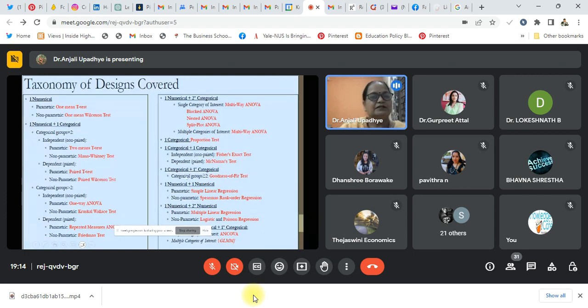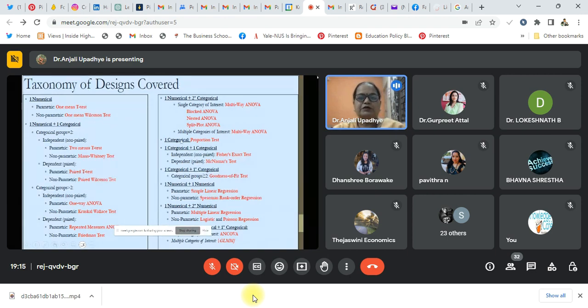Whenever I plan the research design, I know what my objective is, what my hypothesis is. Whenever we set the hypothesis, the dependent and independent variables are very clear. With clear dependent and independent variables, we use this particular taxonomy of designs to understand which test is applicable to our data. And according to the test, we go for the sample size calculation, so that I will get exact, accurate, reliable, valid results on the basis of the sample size calculation. So here is one of the taxonomies of the designs covered.